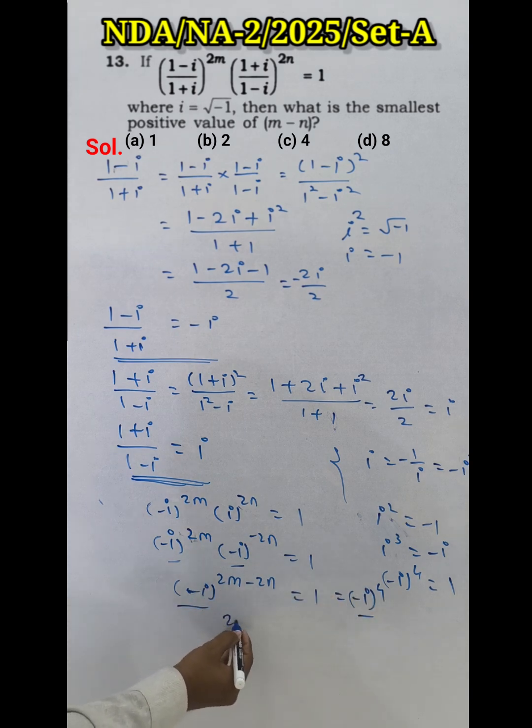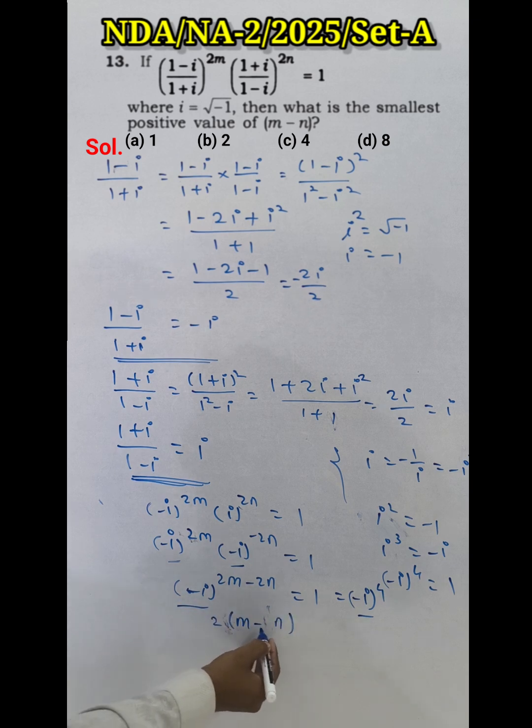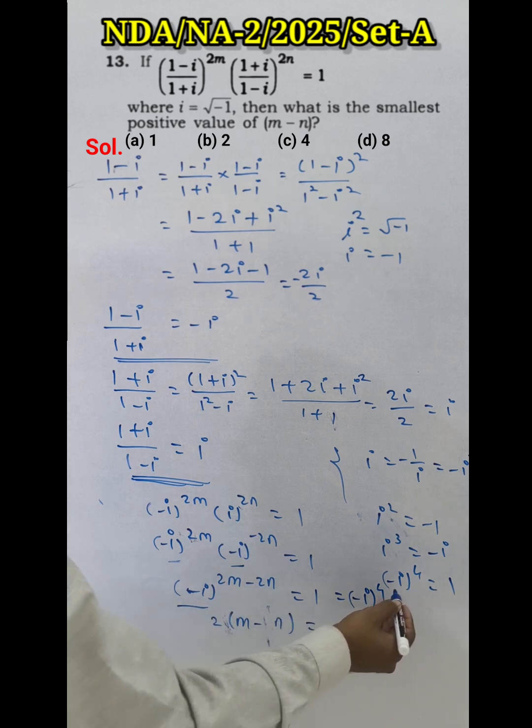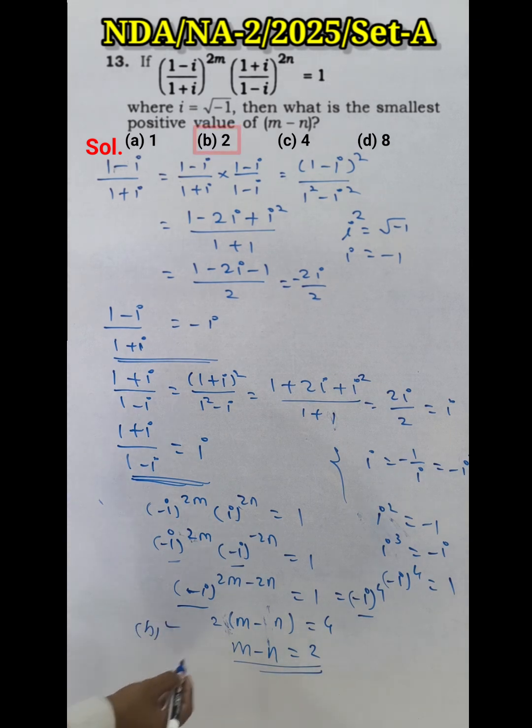So finally you get 2m minus 2n, and if we take 2 common, 2 is common, in brackets m minus n is equal to 4 here. That's why m minus n is equal to 4 upon 2, which is 2. This is our final answer. Option number B is the correct answer.